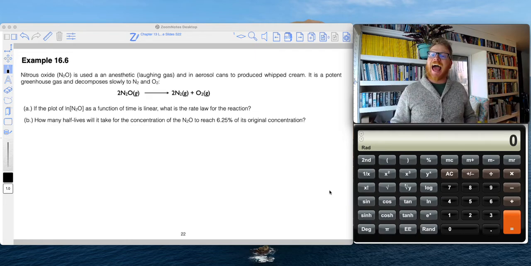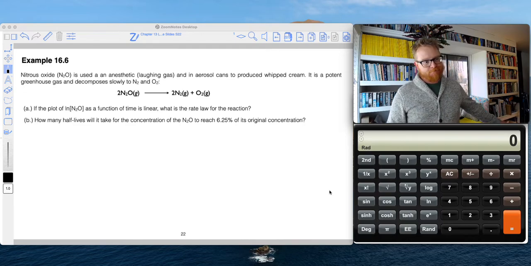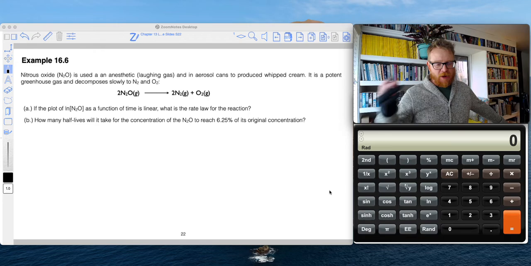Okay, folks, last example for our kinetics calculations. And this is different than the other examples we saw. This is kind of like all the different types of problems you could maybe see on the free response portion, hint, hint, of your exam.